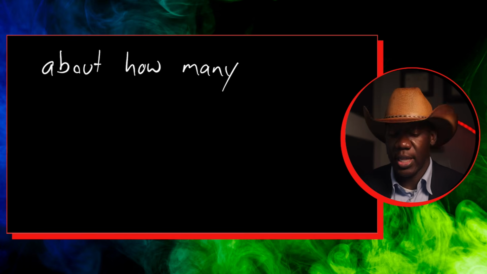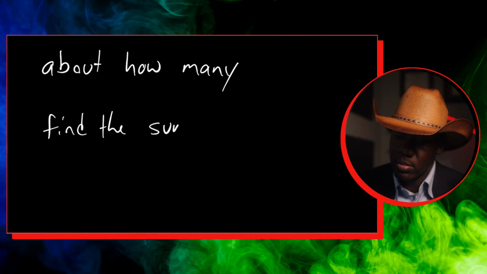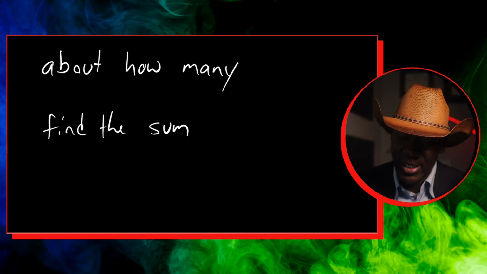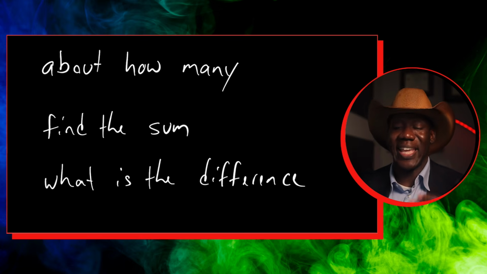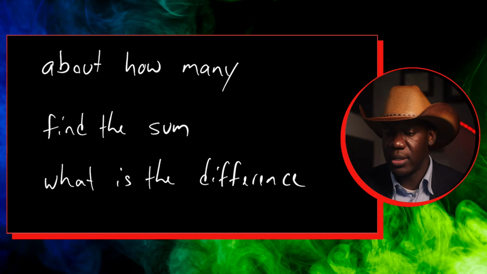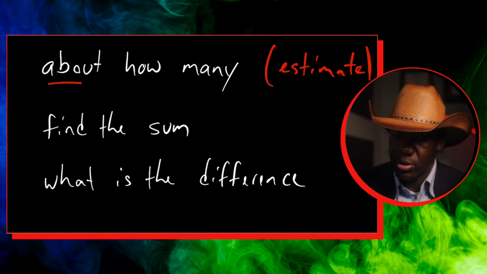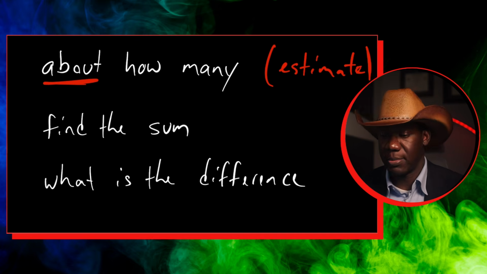Now, other key phrases like "find the sum" or "what is the sum" or "determine the sum" or "what is the difference" let you know you're going to be looking for an exact answer. So whenever you see "about how many," we know we're going to estimate. And we know that because "about" is right there. So we're not looking for an exact answer. We can estimate.